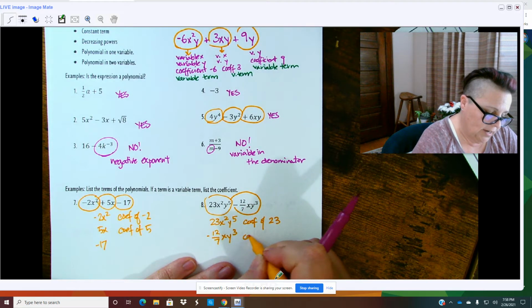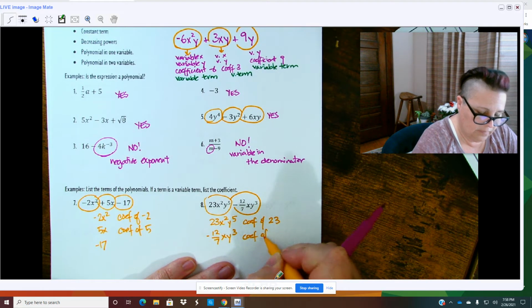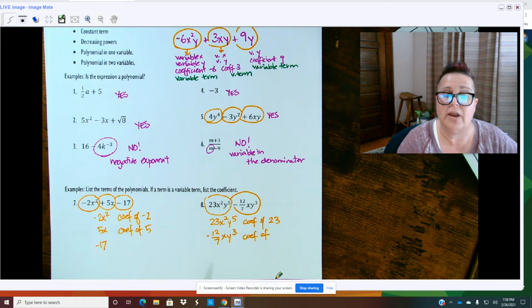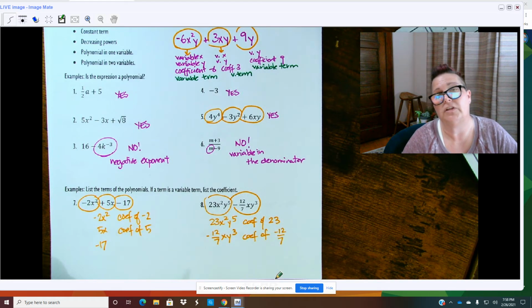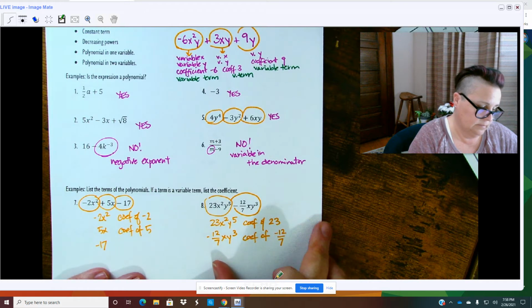The multiplier, my variables are x and y cubed. The number in front is the negative 12 sevenths. That is my coefficient. The multiplier of the variables is your coefficient.